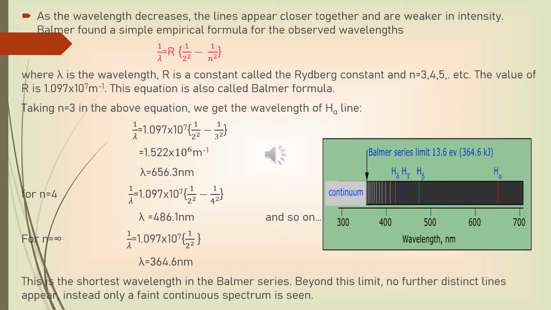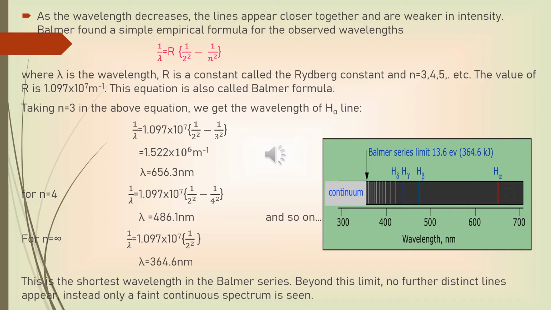Balmer found a simple empirical formula for the observed wavelengths as 1 by lambda equals R times (1 by 2 square minus 1 by n square), where lambda is the wavelength, R is the Rydberg constant, and n equals 3, 4, 5, and so on. The value for R is 1.097 into 10 power 7 per meter. This equation is also called the Balmer formula.